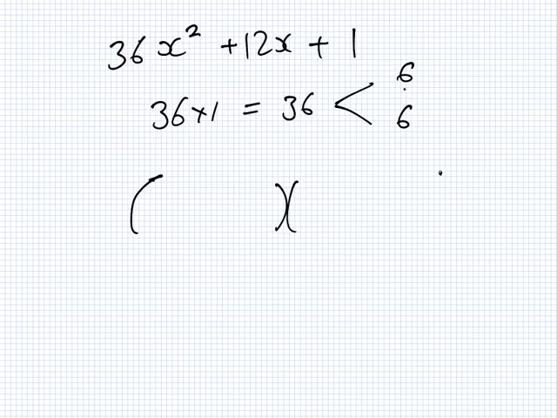Of course. Well, there's no workings, so I have no way of knowing which method you used. So now it's going to be 36x squared. No, remove the brackets. 36x squared plus 6x plus 6x plus 1.